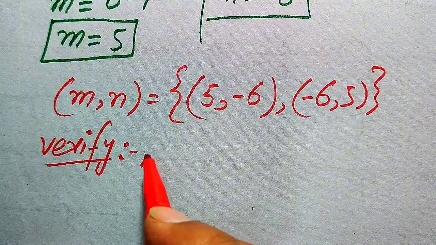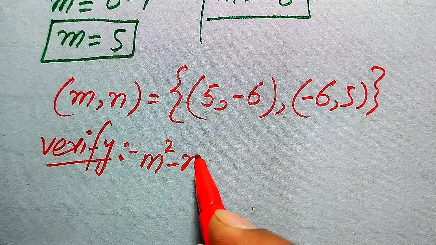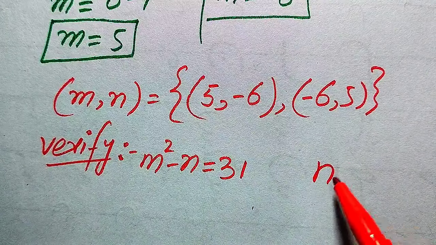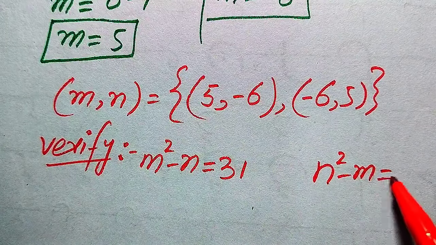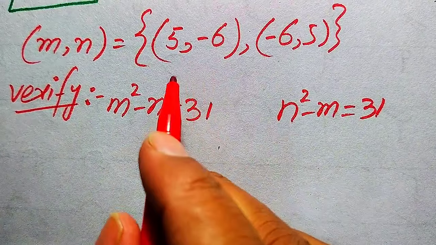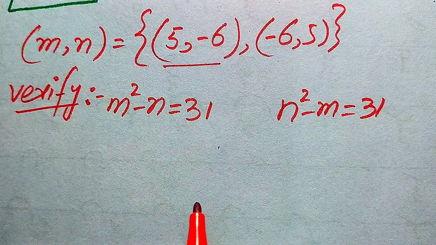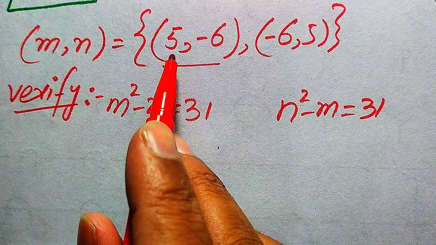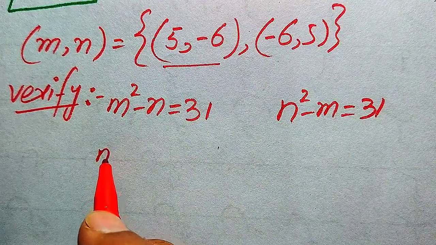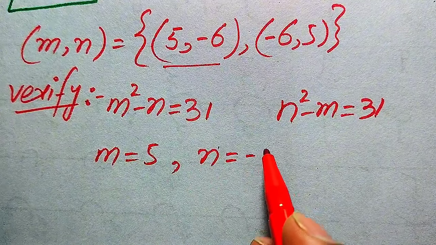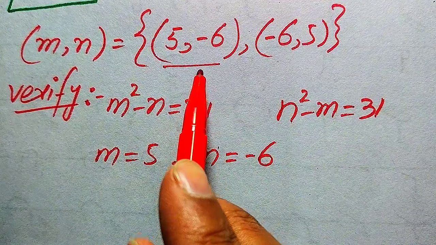So for verification, we copy down the given equations here: m square minus n equals 31, and n square minus m is also equal to 31. Here I will verify just one solution, and I leave the second solution up to you. You can do the second solution yourself. Okay, so here we have m equals 5 and n equals -6. This is our first solution.